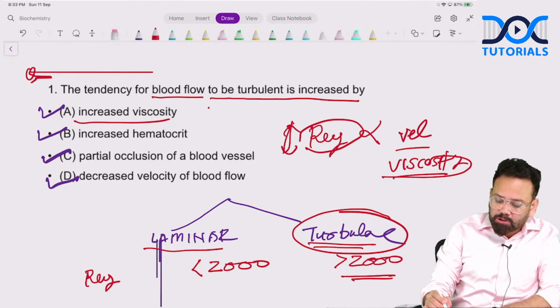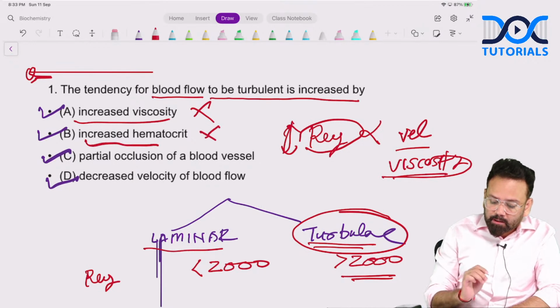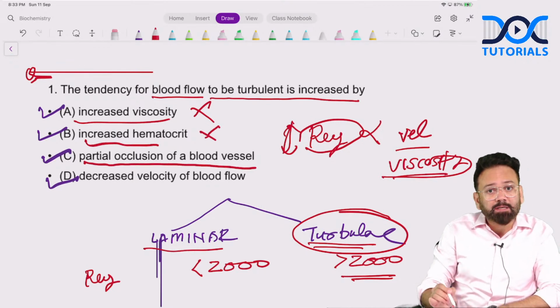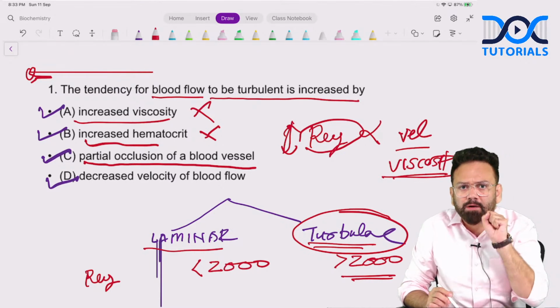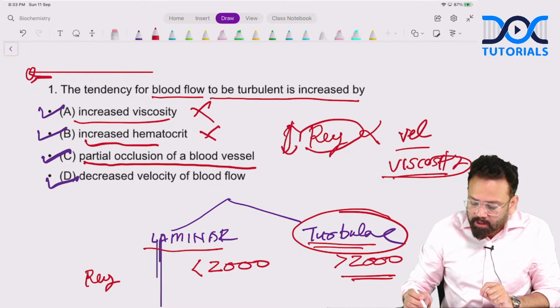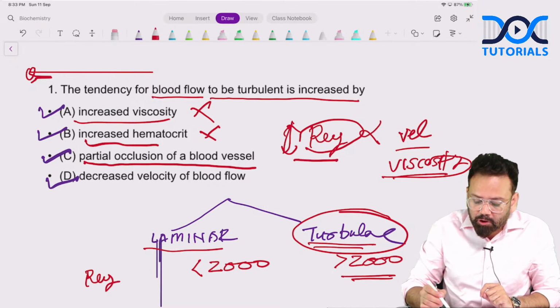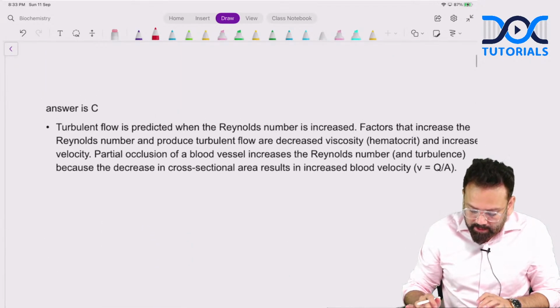So, increased viscosity, no, it should be decreased viscosity. Increased hematocrit, no. Partial occlusion of the blood vessel, yes, you are absolutely correct. Answer is C. When you occlude the blood vessel, velocity will be more, and when velocity is more, Reynolds number is more and fluid will be turbulent. So, answer will be C.